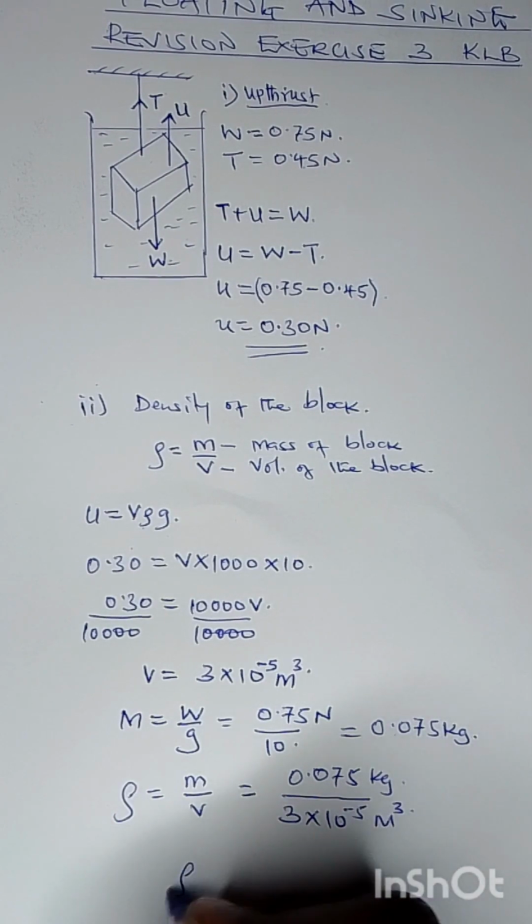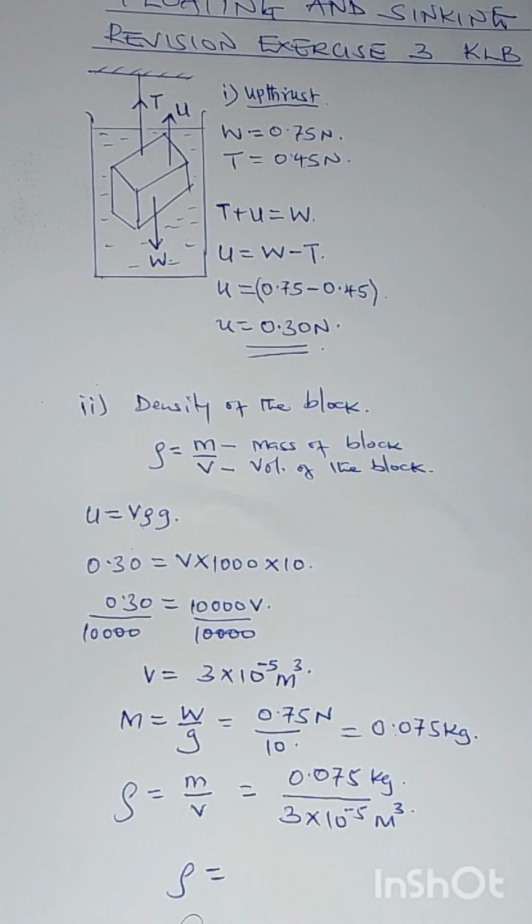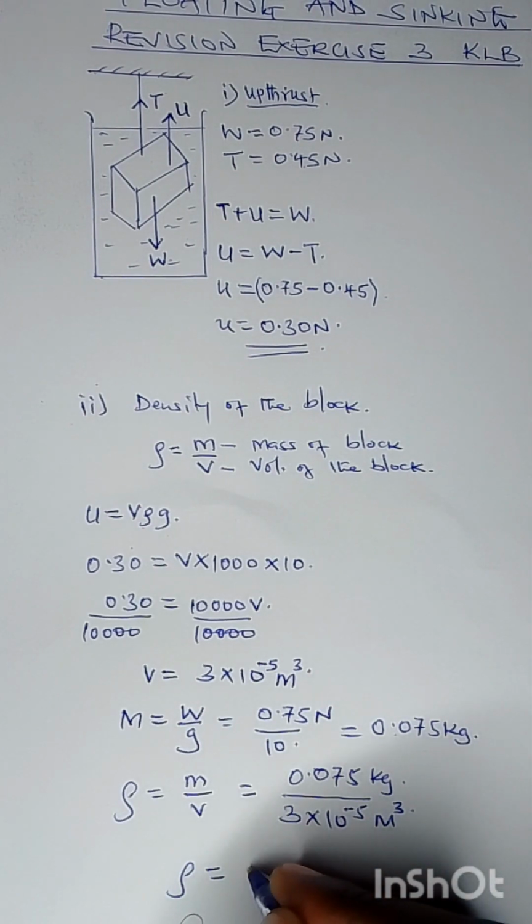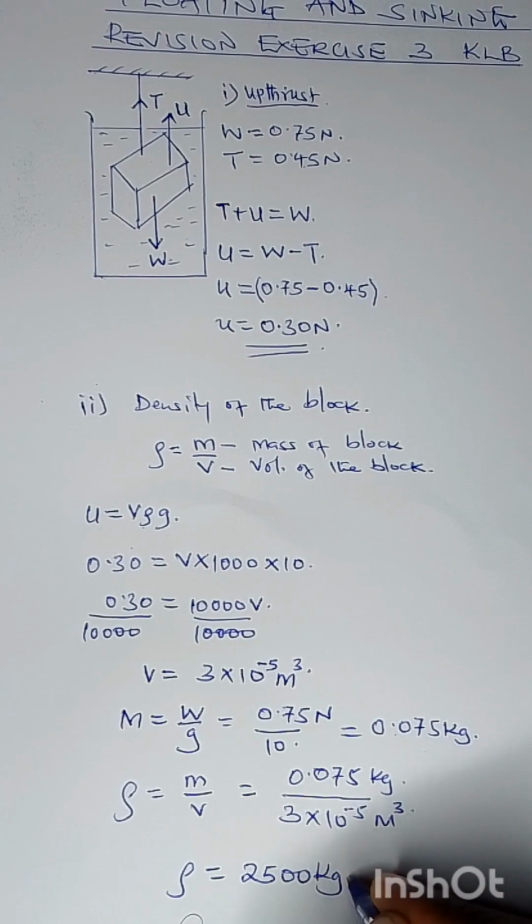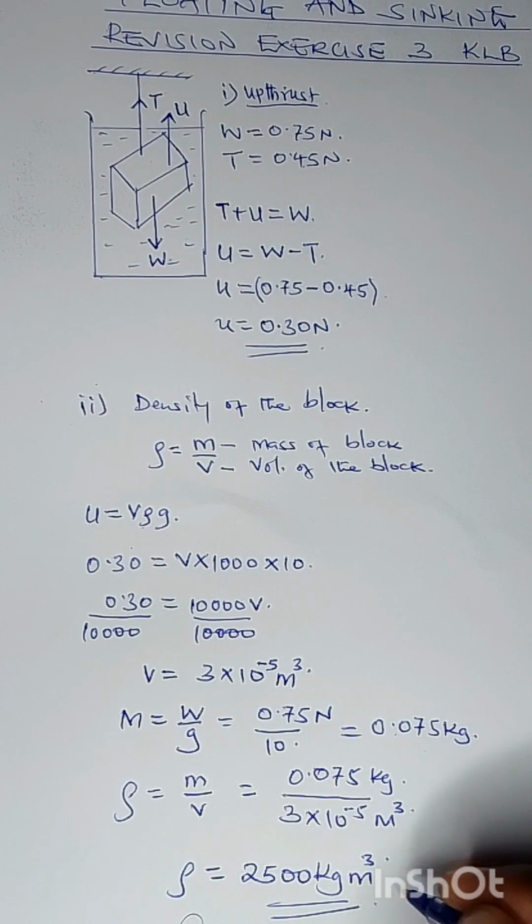When you divide that using your calculator, 0.075 times 3 divided by 3 times 10 to the power negative 5, we obtain 2,500 kilogram per cubic meter. So learners, this is the density of the block.